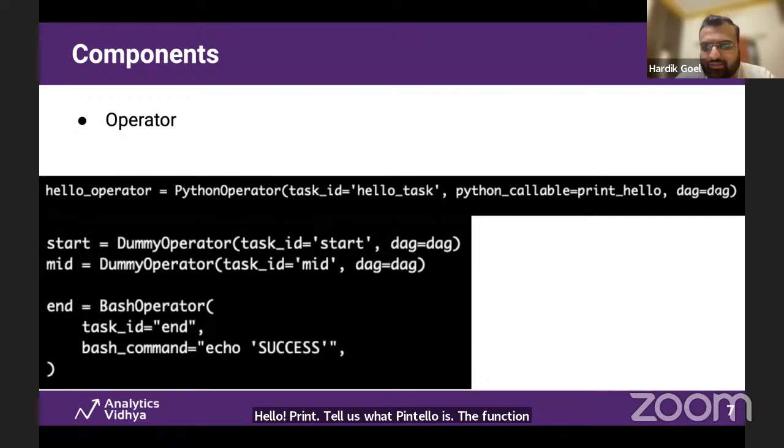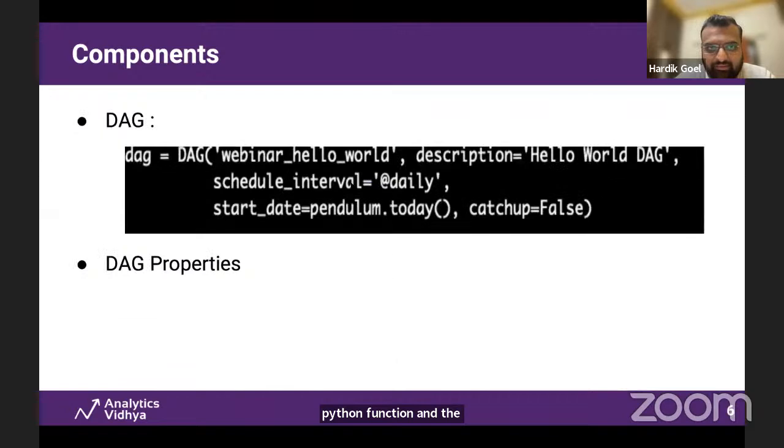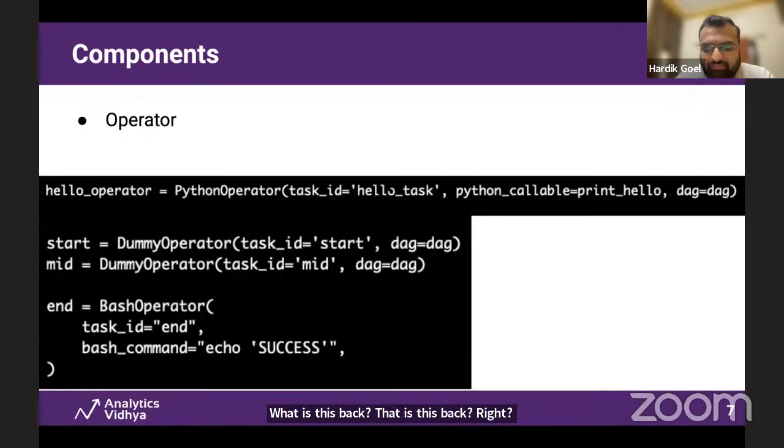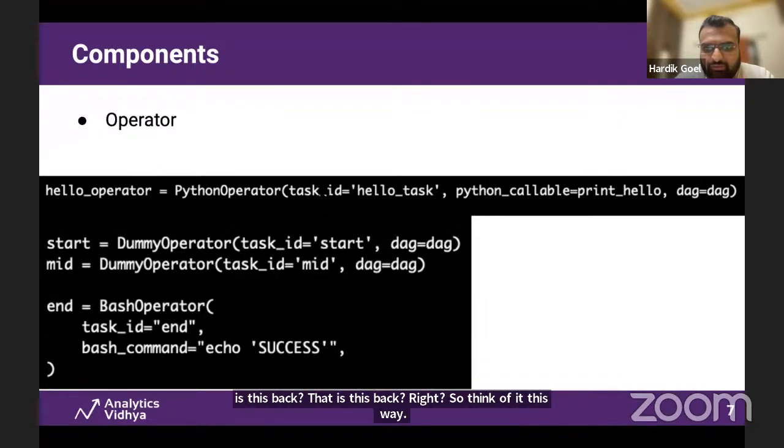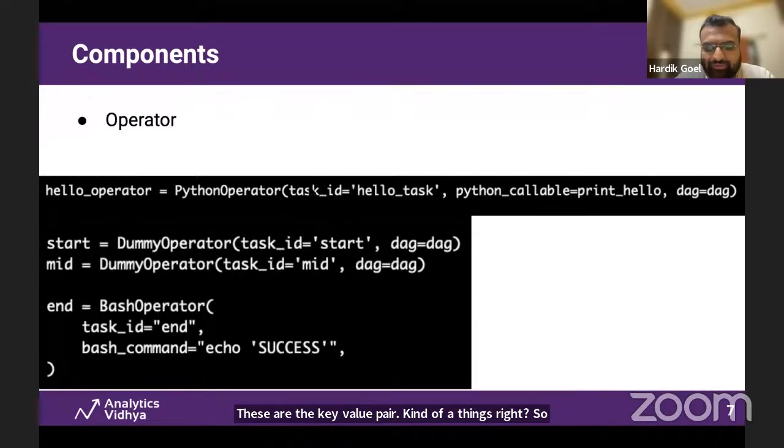And the DAG is equal to DAG. What is this DAG? DAG is this DAG, right? So think of it this way, these are key value pair kind of things. Keys are fixed, which are expected out of this operator, and the values are things which we'll be providing on the fly when we create a DAG. You'll understand more on this when you see the demo of it, but bear with me for some time.